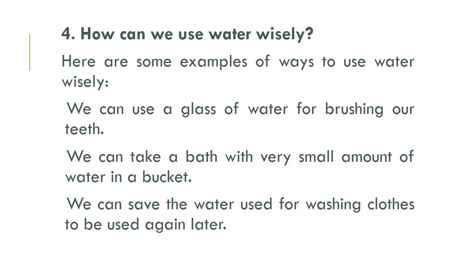We can save the water used for washing clothes to be used again later. When you use a washing machine, a huge amount of water is just discharged by it. So you can save it for washing balconies or washing bathrooms or for later purposes as well. Besides this, there are also many ways to use water wisely. You can add any that you like.